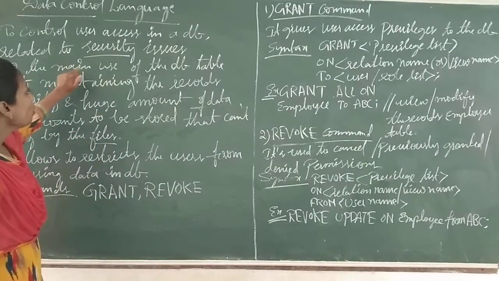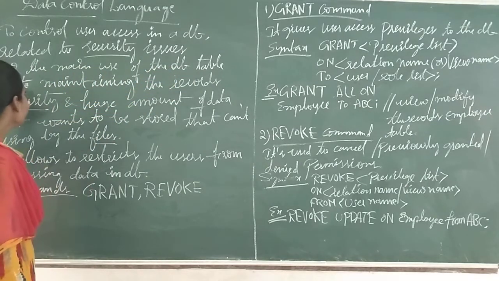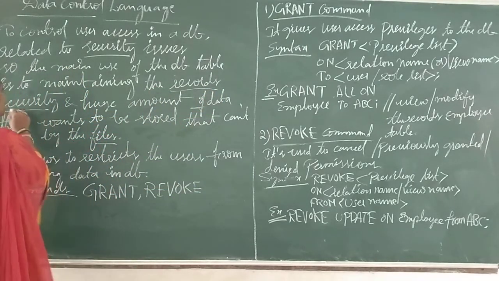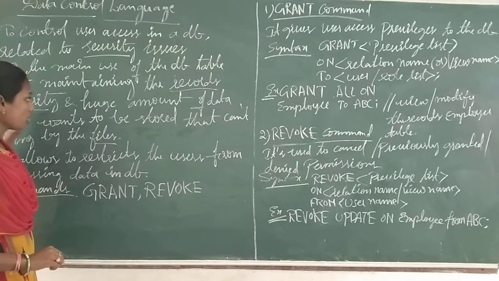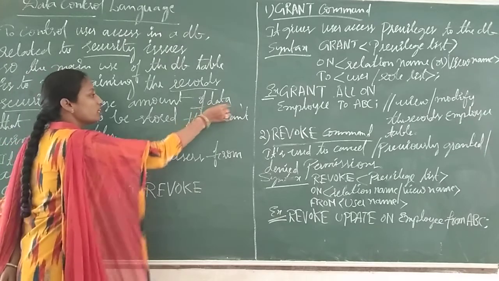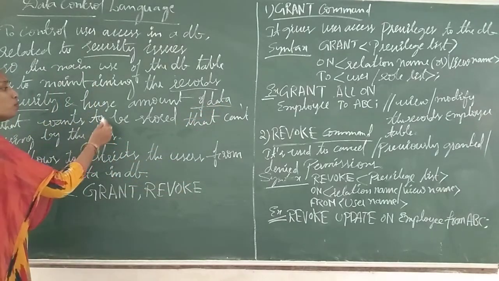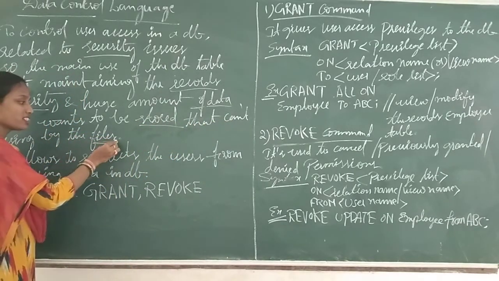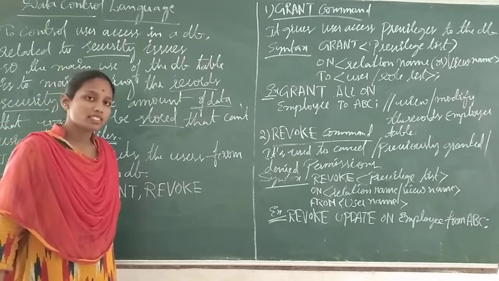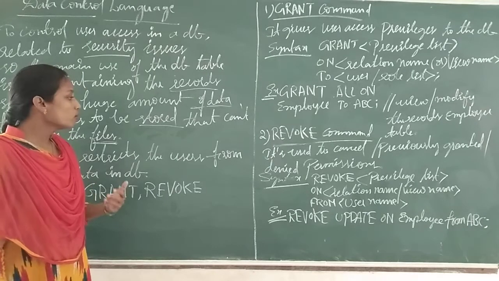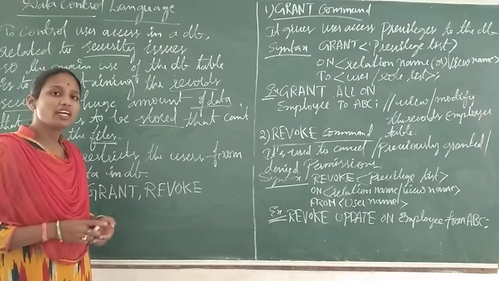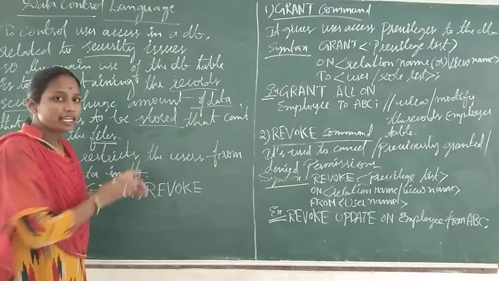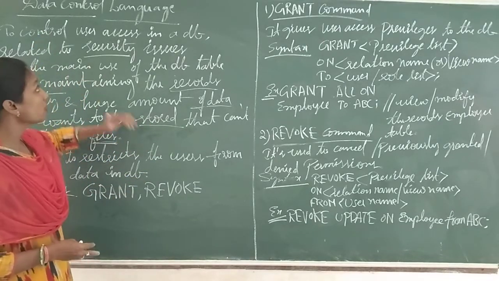The main use of the database table is to maintain the records, maintain the records' security, and store a huge amount of data that cannot be handled by files. For example, when we want to store any data, we have some security to store the data in the database system. Data control language helps with this.